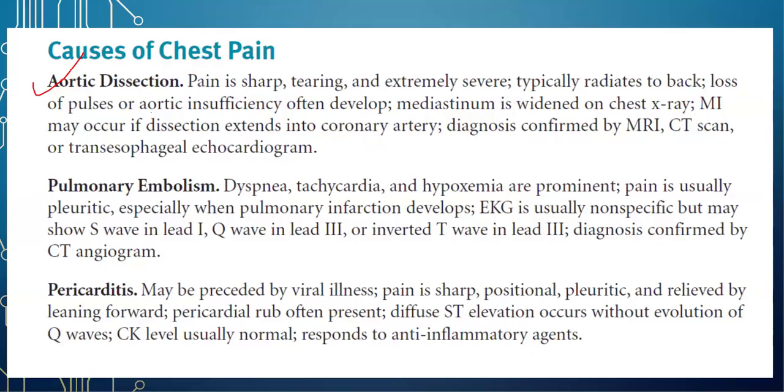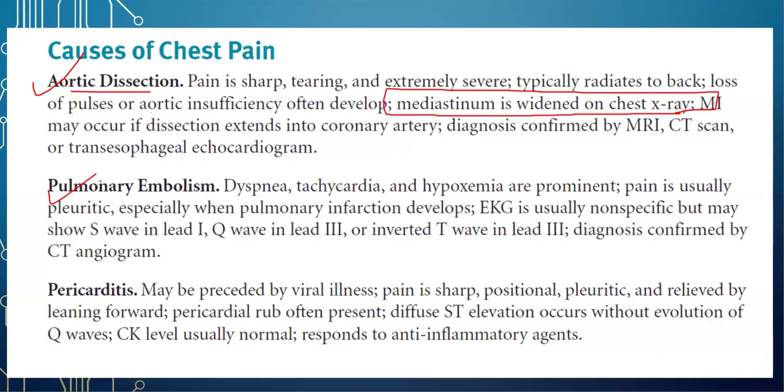So sudden onset of severe retrosternal chest pain that feels like tearing, sharp, extremely severe, radiating to the back, you would think of aortic dissection. In aortic dissection, if we do a chest X-ray, we get widening of the mediastinum. I'll show it later on. There are a lot of things to discuss about aortic dissection. We will come into that later on.